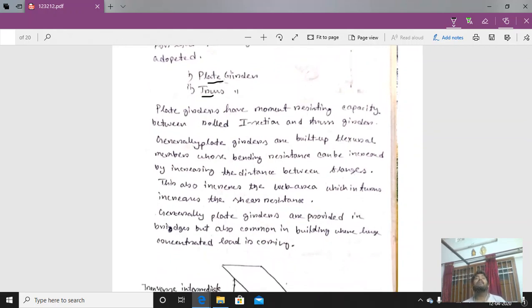Now, what is a plate girder? A plate girder is basically an I section. But what is the difference between the rolled I section and the plate girder section? In the plate girder section, all the sections are built up. That means there is no rolled section available. Built up sections are used to create a plate girder.